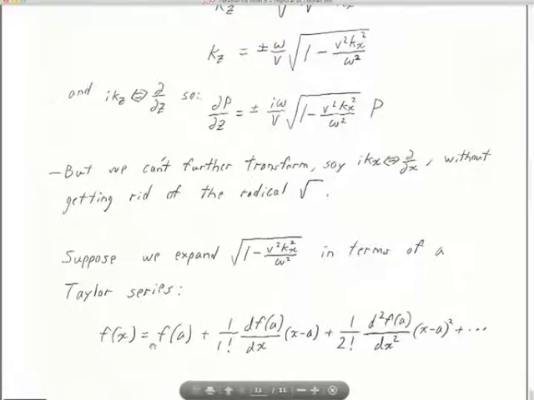Okay, so f of x is f at a plus 1 over 1 factorial, the derivative of f at a with respect to x times x minus a, plus 1 over 2 factorial, the second derivative of f at a with respect to x times x minus a squared. This Taylor series definitely gets rid of the radical.